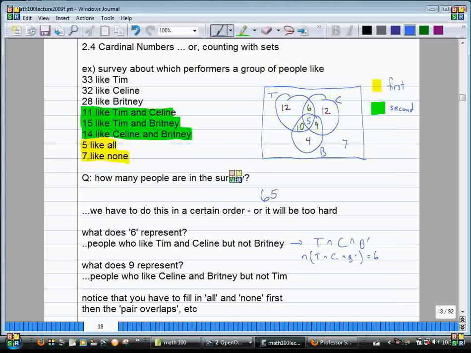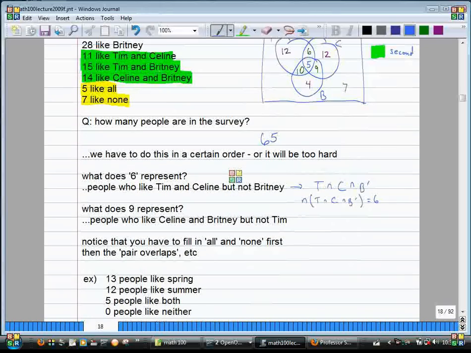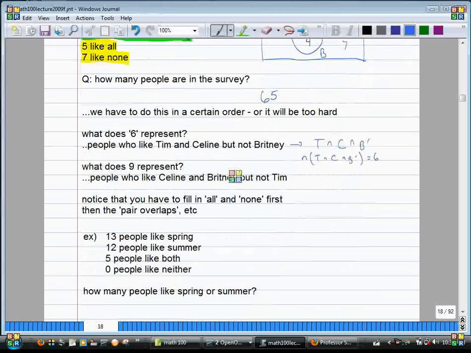All right. So any questions about this problem? All right. So I'm going to have you guys do one on your own. It's a little bit easier. So work this out with the Venn diagram, and then answer the question.